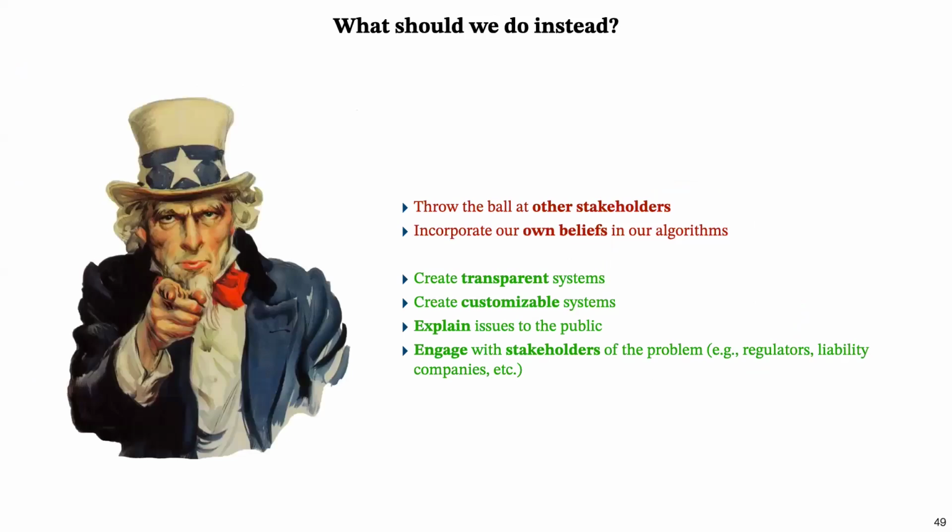So what should we do? Many researchers say this is a political problem, I don't worry about it. Or many others say, let's incorporate what we believe is good into the algorithm, and then somebody else will figure it out. Both are bad, in my opinion. We should, exactly as for co-design, create something that's customizable, transparent, and able to engage with various stakeholders.